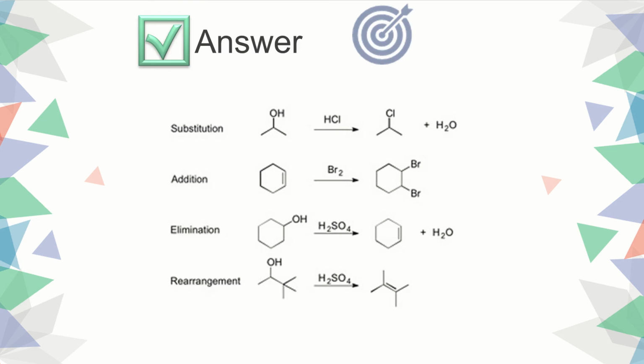So if you get substitution for the first one, addition for the second, elimination for the third, and rearrangement for the fourth, then you would have been correct. Just to note that clearly elimination would have happened for the last one first, and then rearrangement. So this was not just, in other words, a rearrangement reaction. Hope you picked that up.